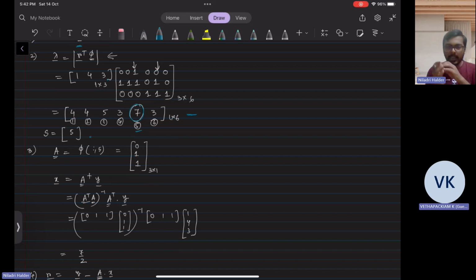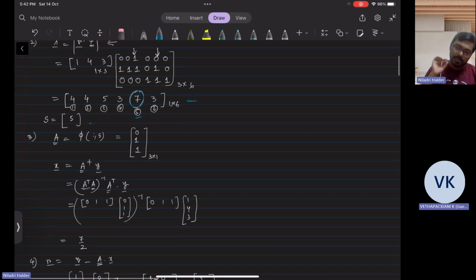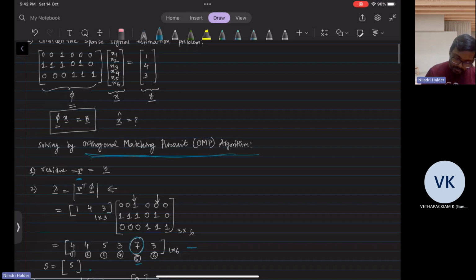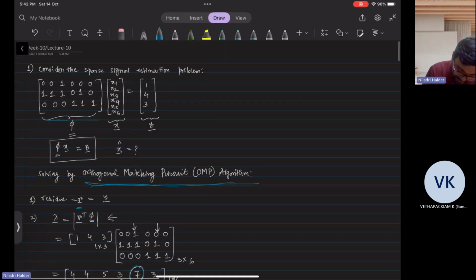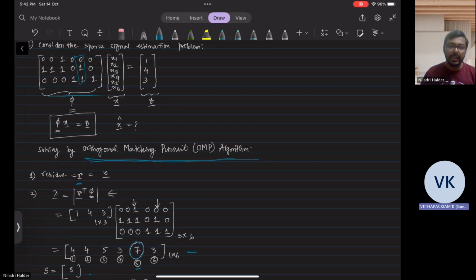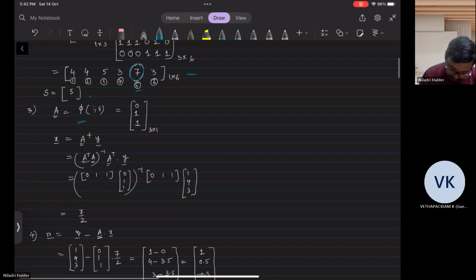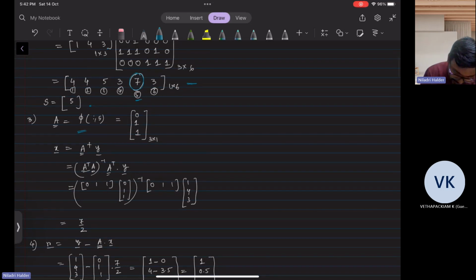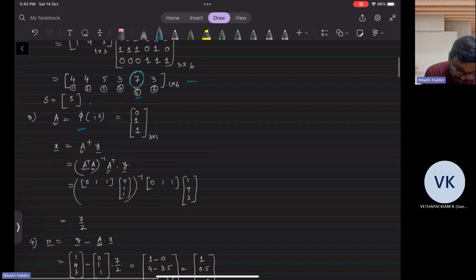Already I found the position, the fifth position. Then I take the fifth column of the matrix. This was the matrix, and the fifth column, counting first, second, third, fourth, fifth, is 0 1 1. I take that column and set another matrix or vector, you can say anything. So A is equal to only that column, 0 1 1.